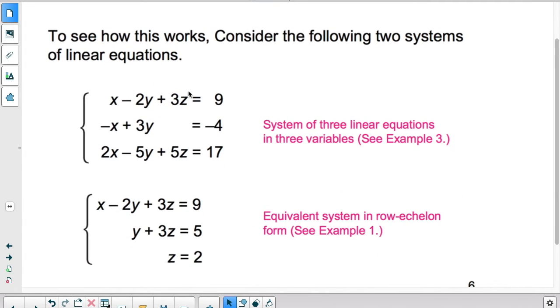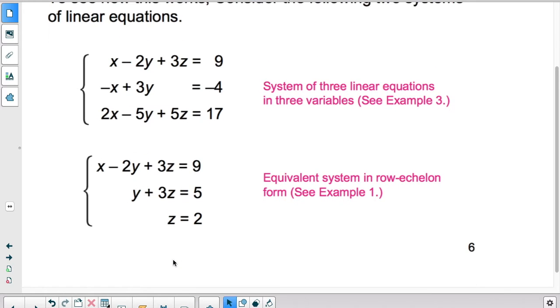Now, row echelon form is taking a three-variable system of equations and having it in this stair-step form, where x is by itself, y is by itself with no x in front of it, and z is by itself. So we have this step-down form. And once we get it in this form, we can solve. So this here is row echelon form.